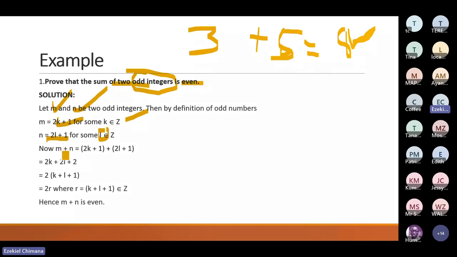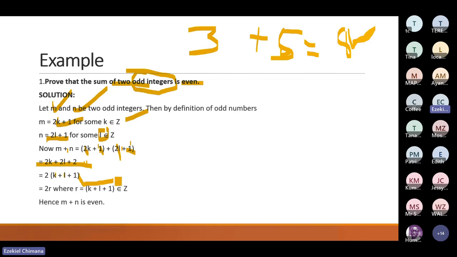So we want to prove that if we add these two odd integers, the result will be even. Adding these, it will be m plus n, which is equal to 2k plus 1 plus 2l plus 1. You are not multiplying, you are just adding. So by adding, if you remove these brackets, you get 2k plus 2l plus 2, because this 1 plus 1 will always be equal to 2. After that, you can factor out the 2, and you get 2 times k plus l plus 1.